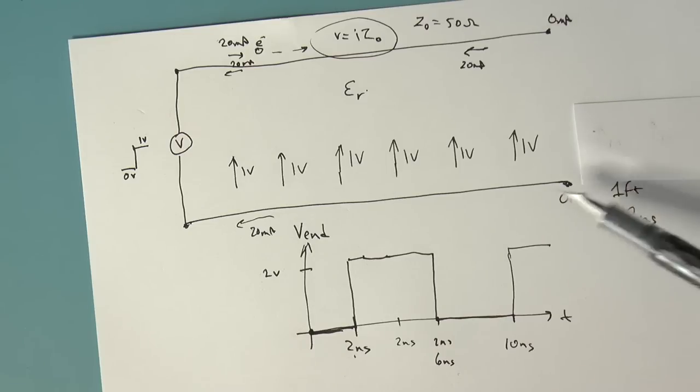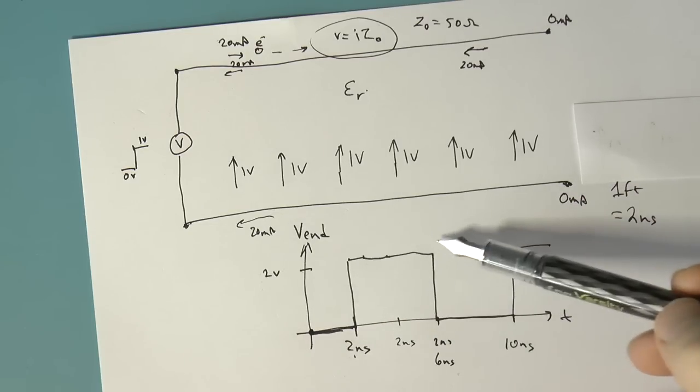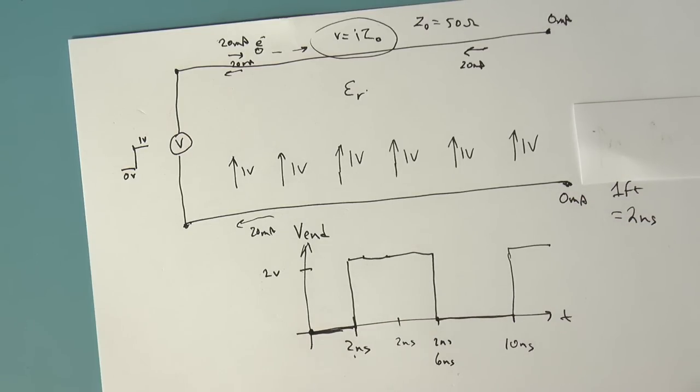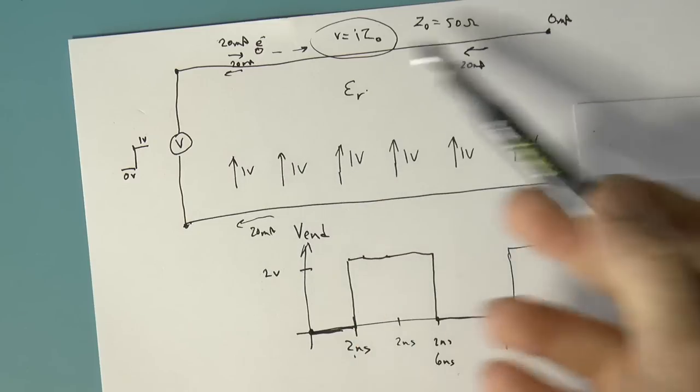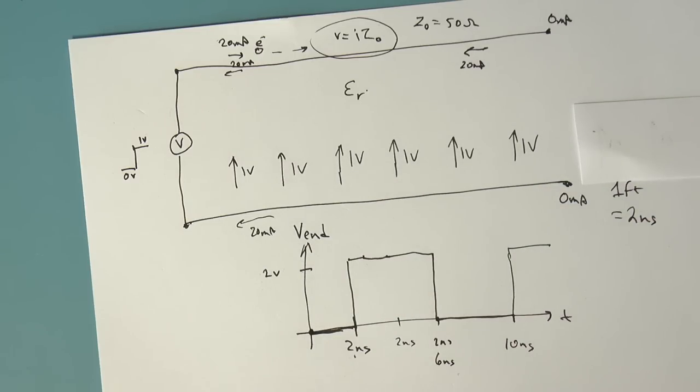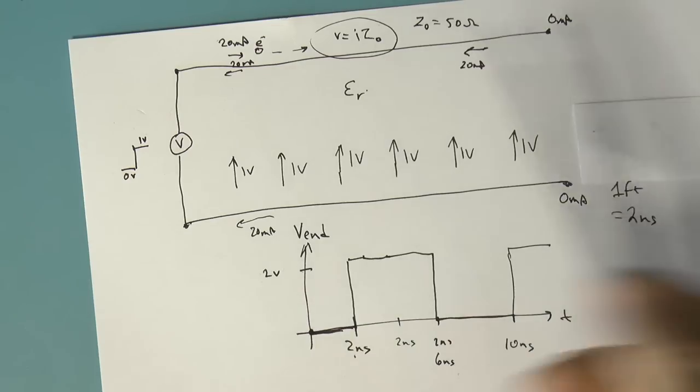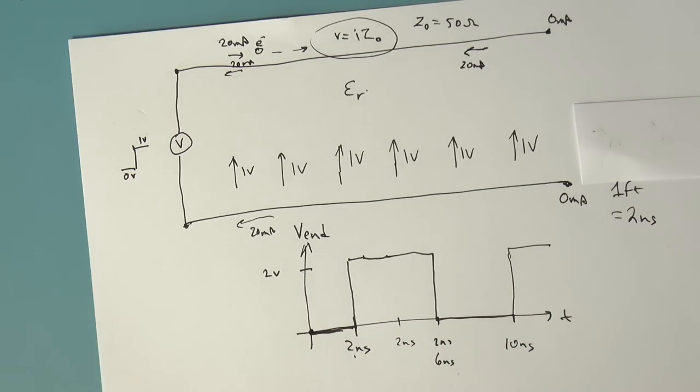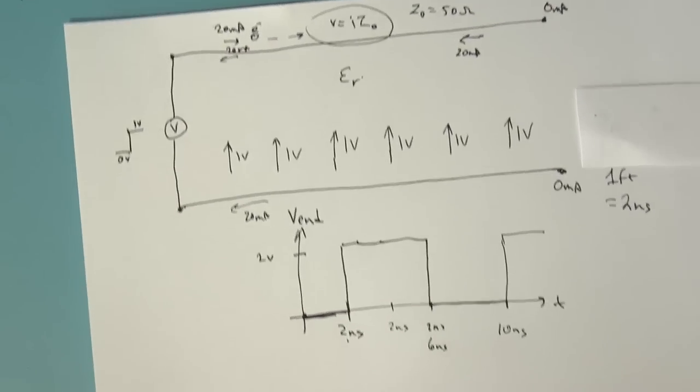So what happens is, at the end of the transmission line, you're going to see this bounce up and down and up and down and up and down, and it'll go on forever. Again, it goes on forever with no loss because these are all ideal components. So basically the energy just sort of sloshes back and forth, back and forth forever.